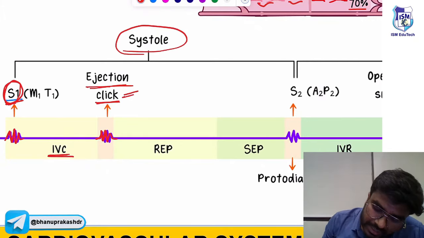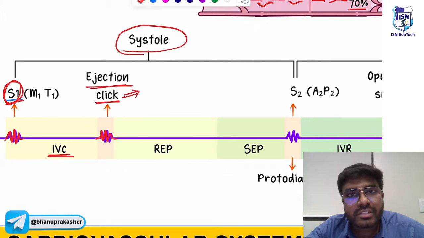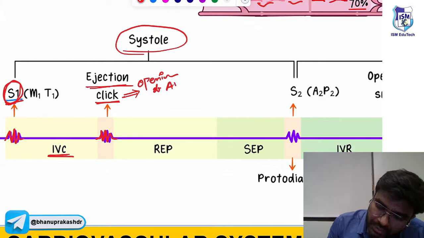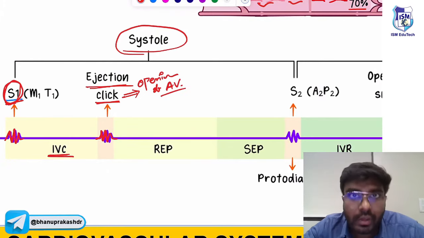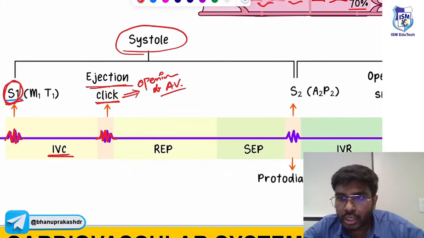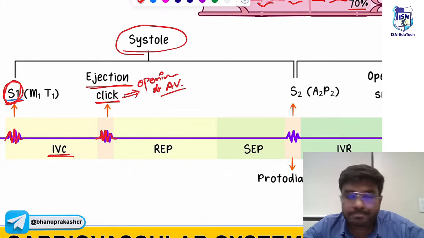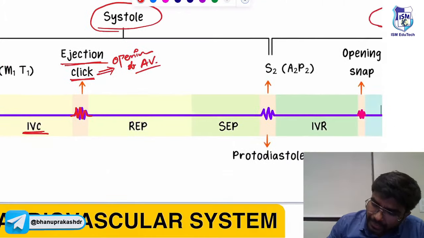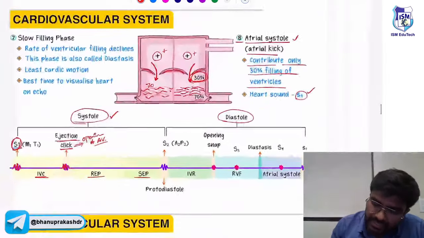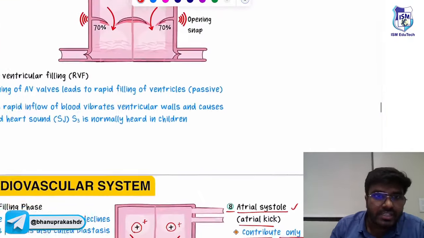Now, the ejection click is because of what? It is because of the opening of the aortic valve. The aortic valve opens, blood enters into the aorta, causing the ejection click. Done. After isovolumetric contraction, what are the two phases in the systole? Rapid ejection phase and slow ejection phase. That I will discuss now.